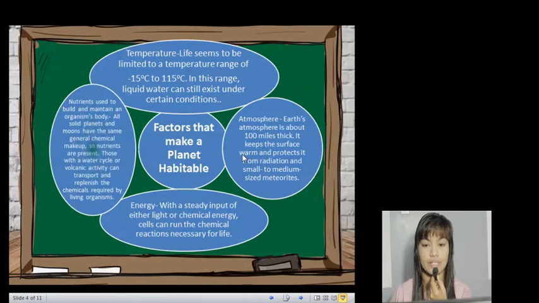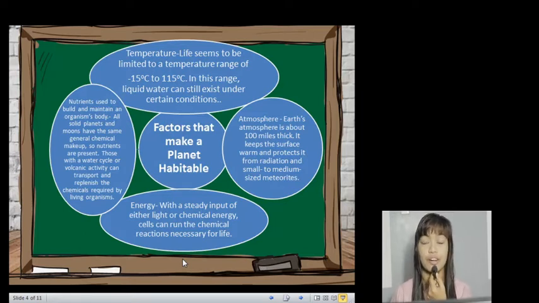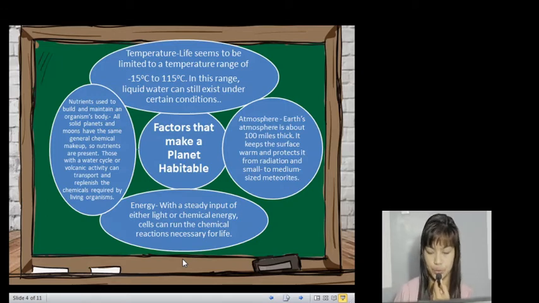And the last one is the nutrients, used to build and maintain all organisms' bodies. All solid planets and moons have the same general chemical makeup, so nutrients are present. Those with a water cycle or volcanic activity can transport and replenish the chemicals required by all living organisms. So these are the 4 factors, and all of these are characteristic of our planet Earth. Again, they are the temperature, atmosphere, energy, and the nutrients.